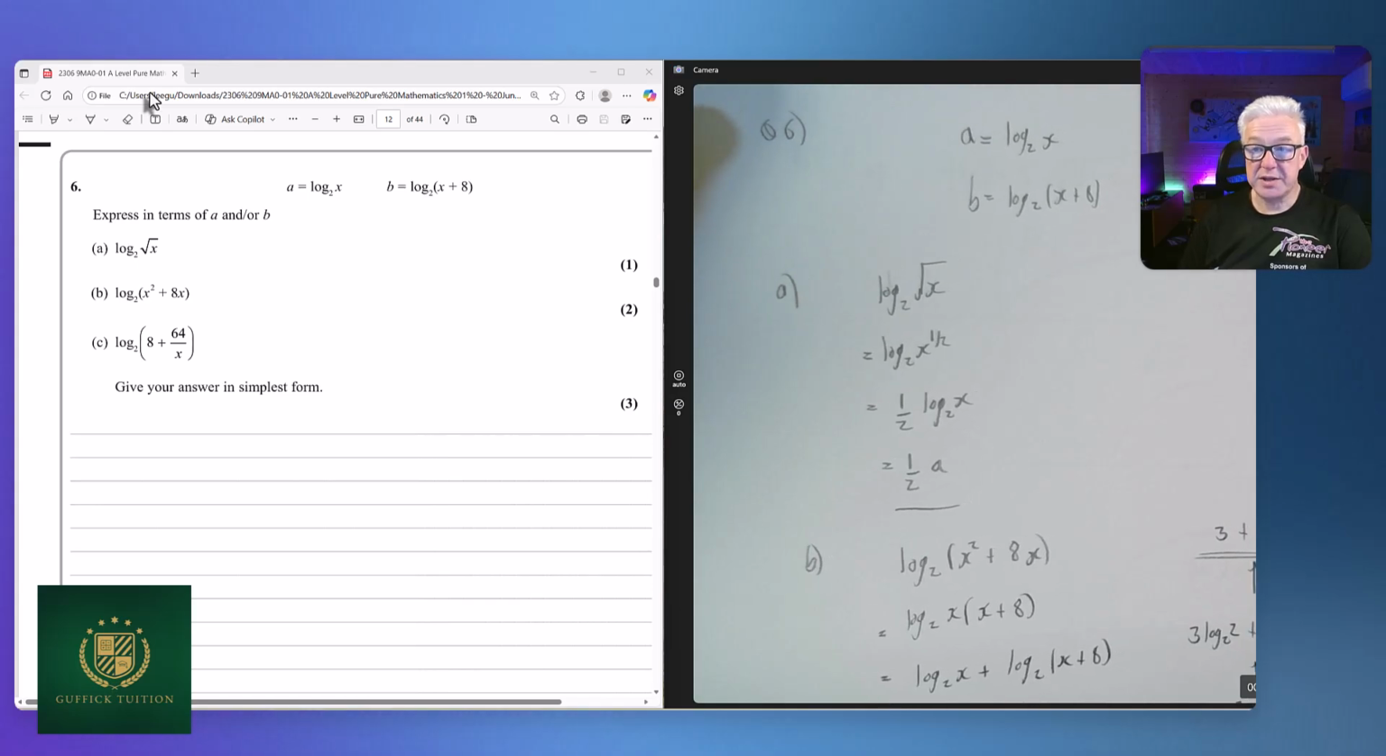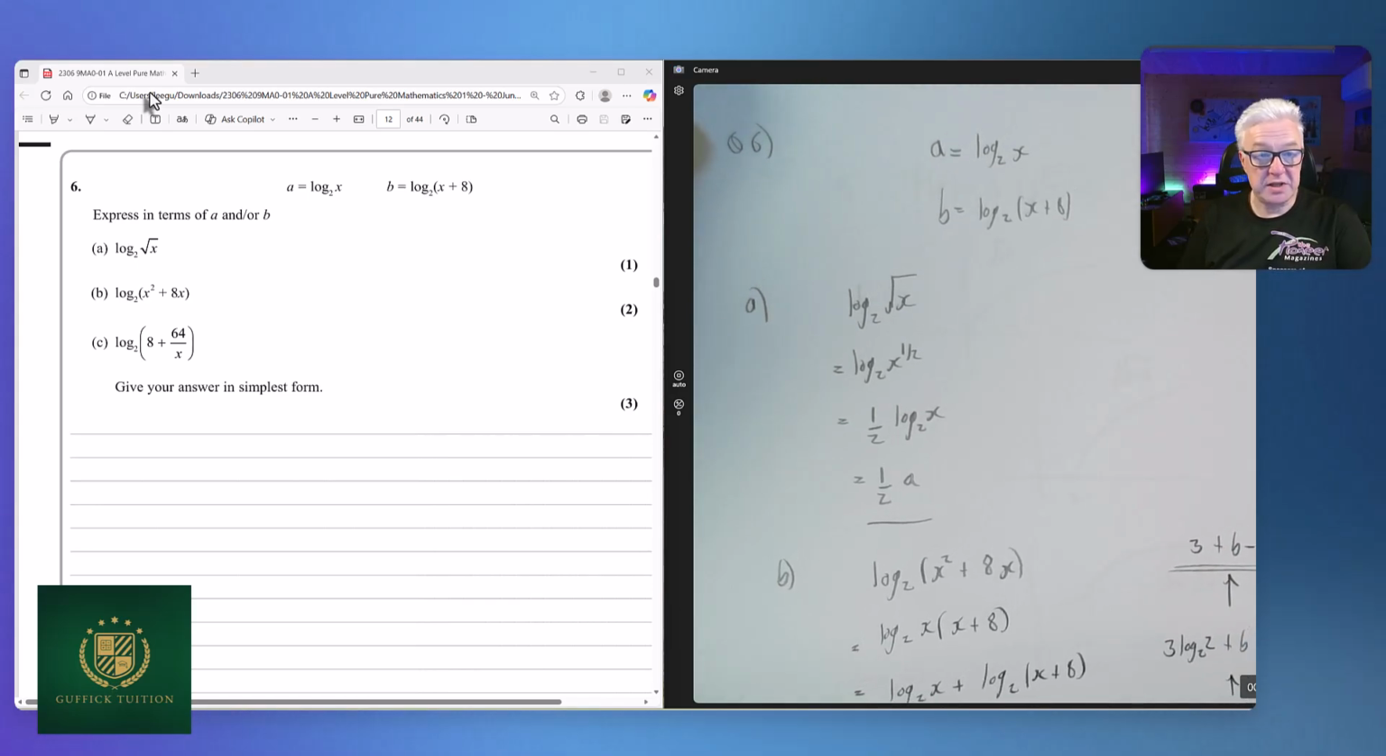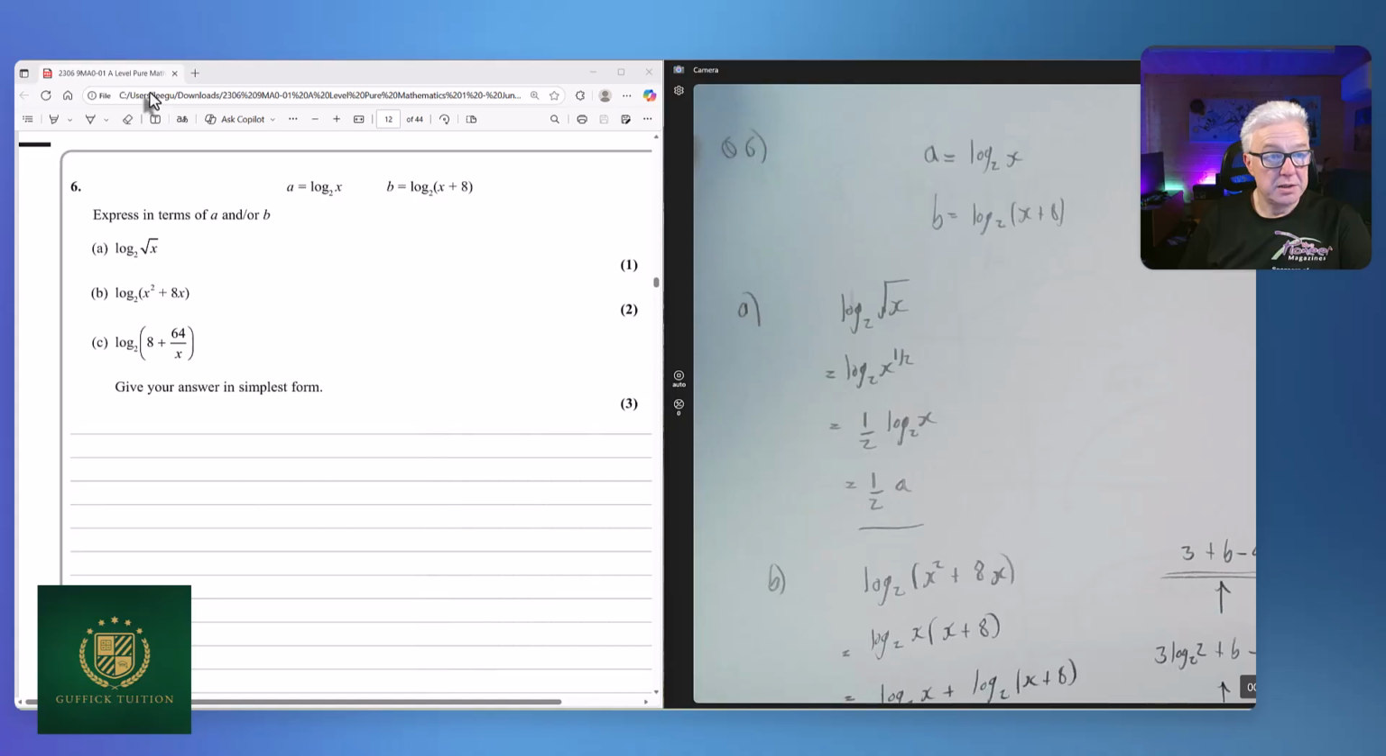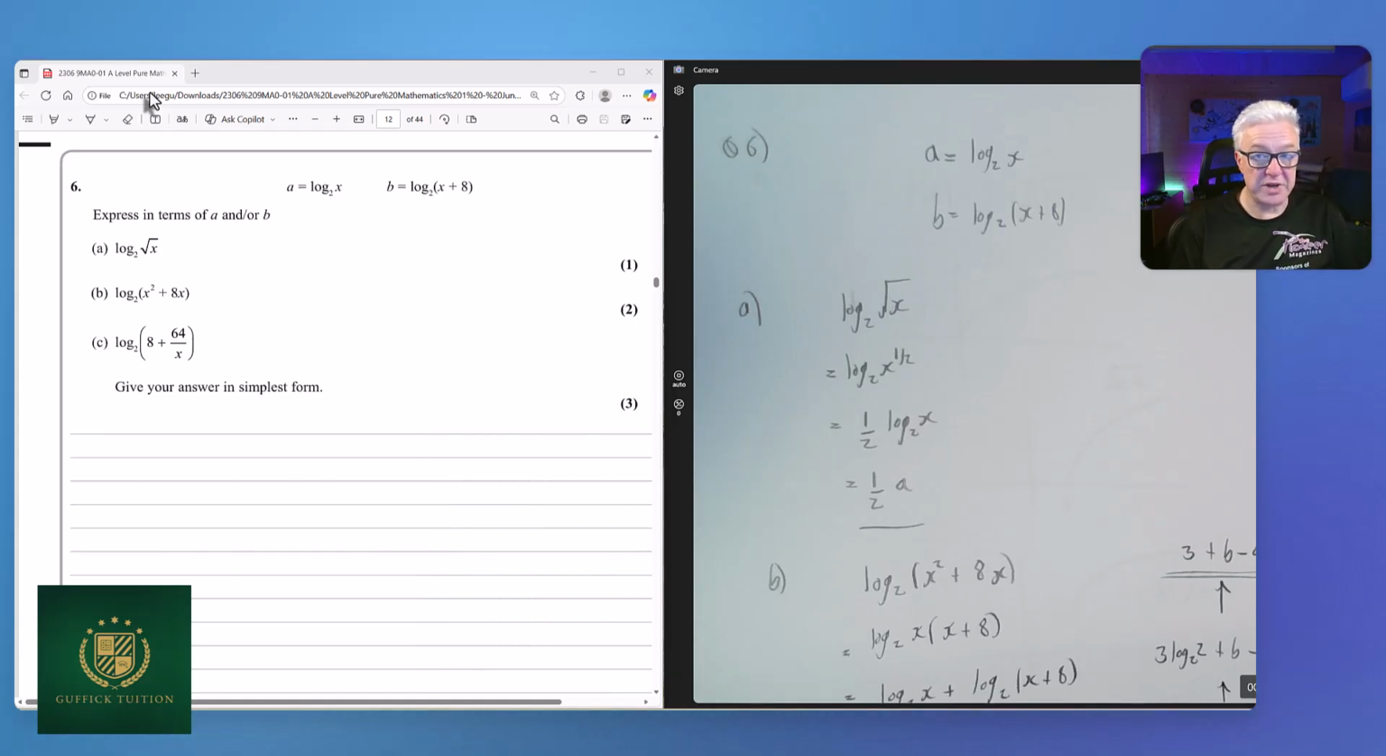Hello everyone, this is question 6 from paper 1 2023 for Edexcel. So it says a nice logarithm question. It says express in terms of a and or b the following. We're given that a is log to the base 2 of x and b is log to the base 2 of x add 8. And the first one is to find out an expression for log to the base 2 of root x.